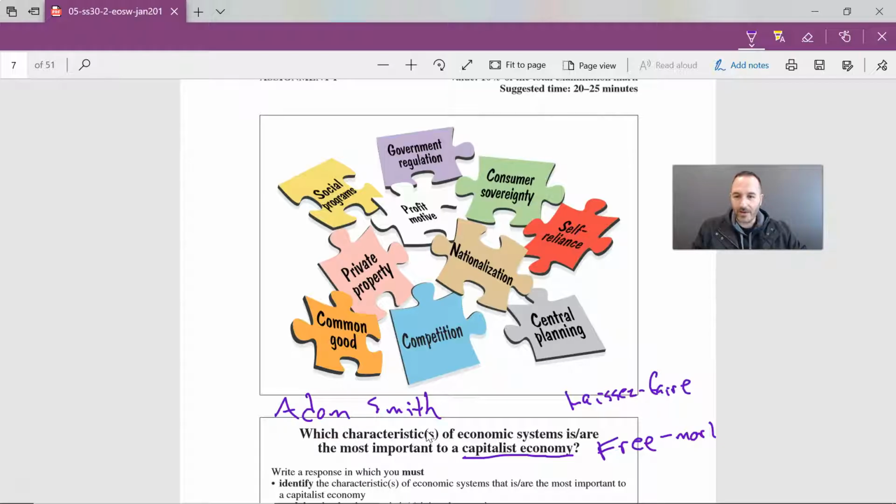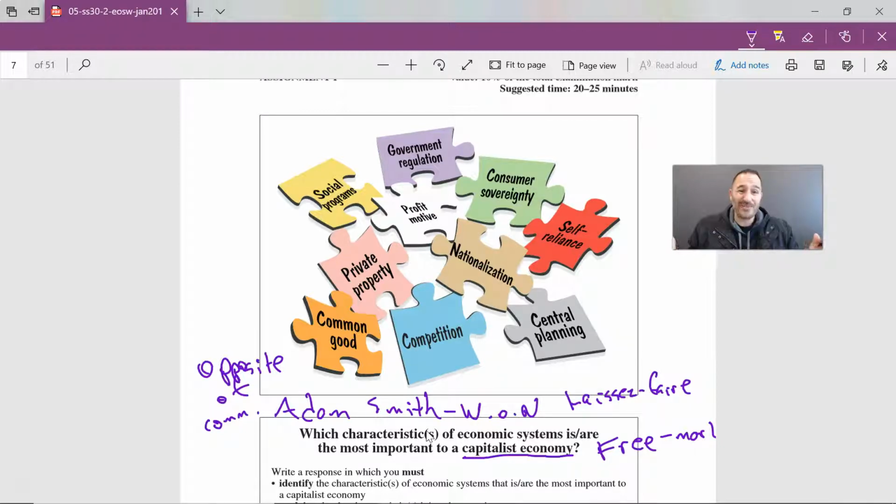Right? Maybe his book, The Wealth of Nations. I'm just going to put W-O-N, right? Wealth of Nations. It is the opposite of communism, right? It's just good to know.